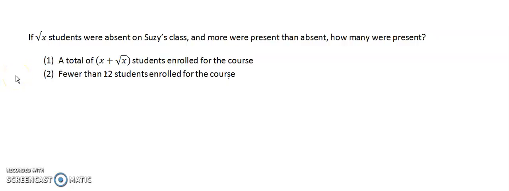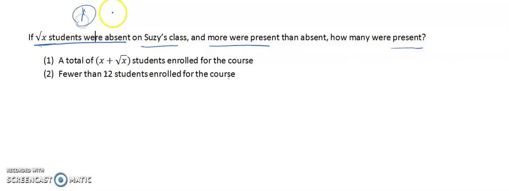So let's take a DS question on number properties. You can pause the video for 2 minutes and then resume. The question is, if root X students were absent in Susie's class and more were present than absent, how many were present? So there are two things.